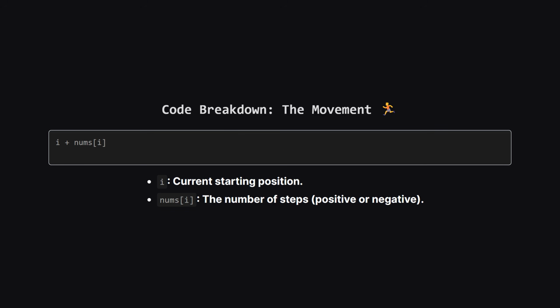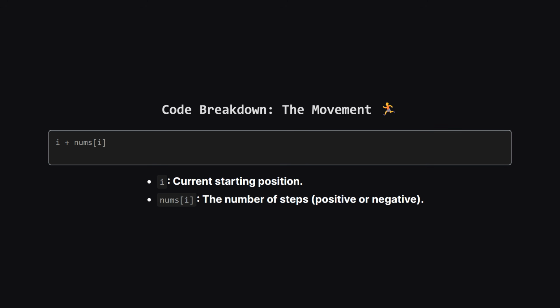Let's zoom in on the core of the movement. We have I, which is where we are right now. We add nums to it. If nums is positive, the index increases. We move right. If nums is negative, the index decreases. We move left. This simple addition gives us the raw target index.